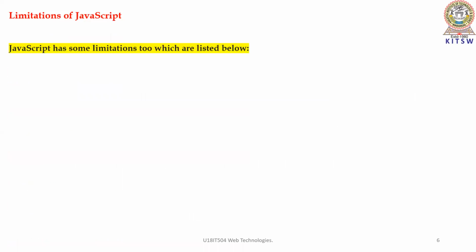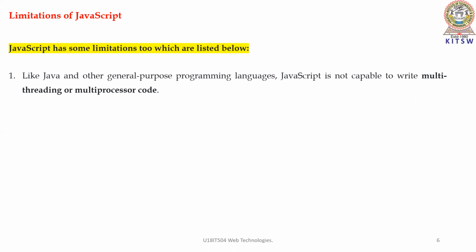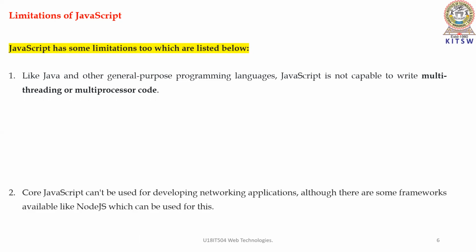Limitations of JavaScript. JavaScript has certain limitations. They are: unlike Java and other general purpose programming languages, JavaScript is not capable of writing multi-threading or multi-processor code. We are very clear about what multi-threading means from the Java subject that we have studied earlier.